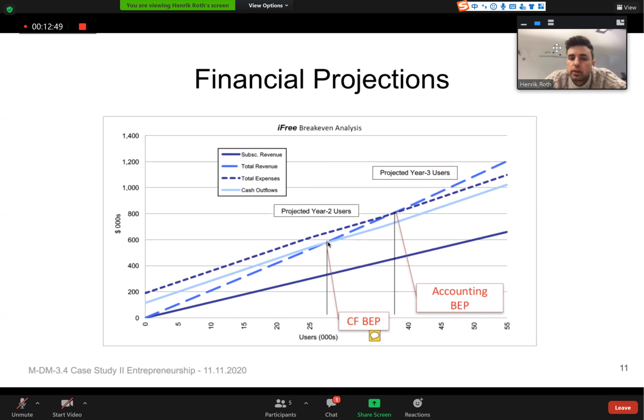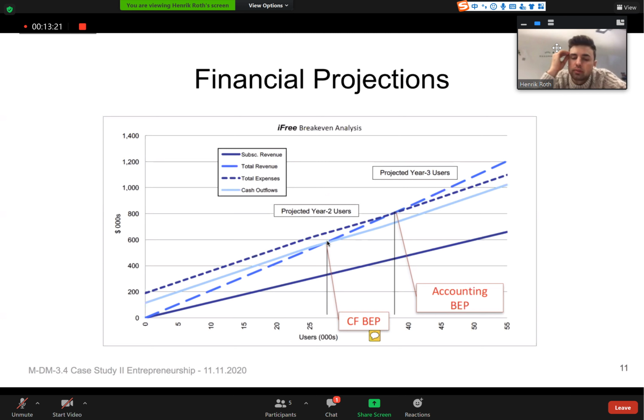So the cash flow break-even point is where the cash outflow hits the total revenue line, meaning that every dollar you're getting in your company this month, you will also pay out. So at the end of the month, you basically end with €0 on the bank account. This is the break-even point, the cash flow break-even point.